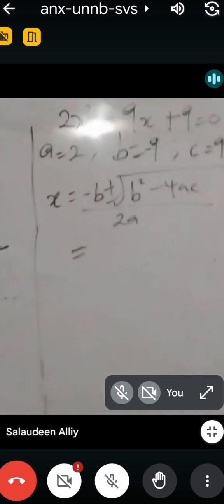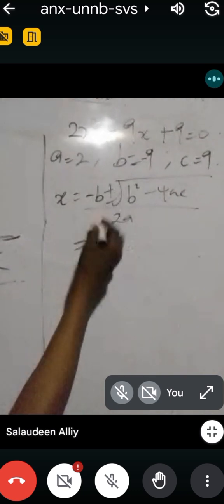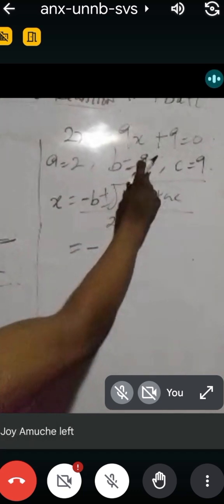So now using the formula, x equals minus b plus or minus square root of b squared minus 4ac, over 2a. I think I learned this from my senior sister. The quadratic formula: minus b plus or minus square root of b squared minus 4ac, all over 2a. I think she taught me when I was in primary school. I have minus b. What is my b, guys? Minus 9. So I have minus 9.